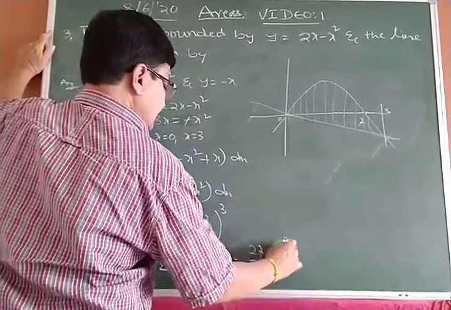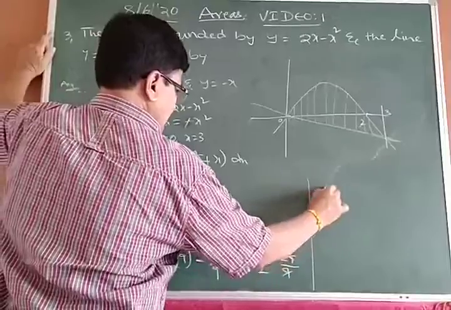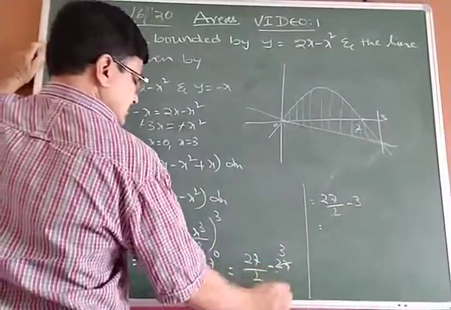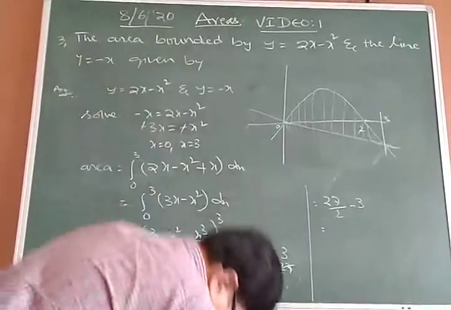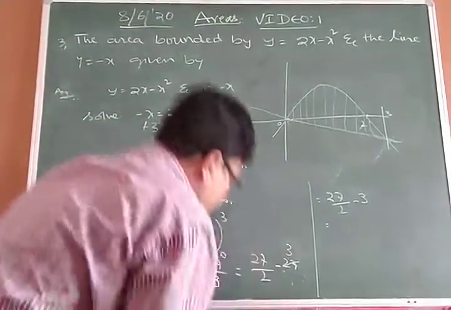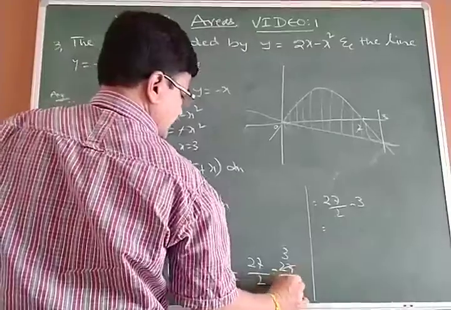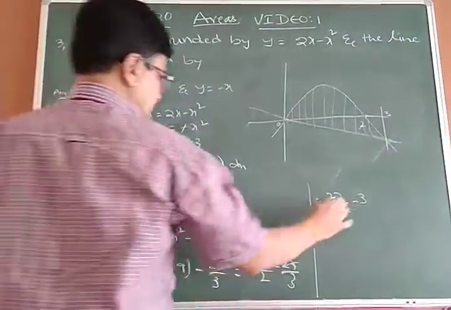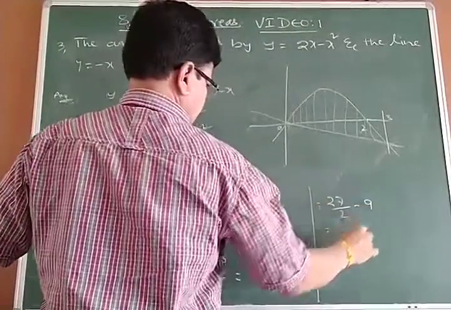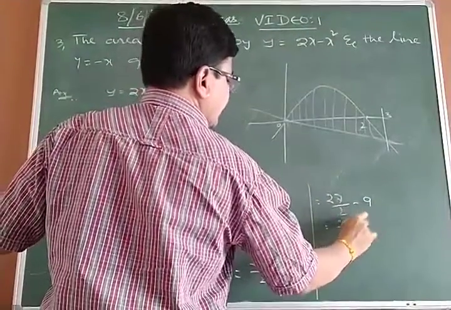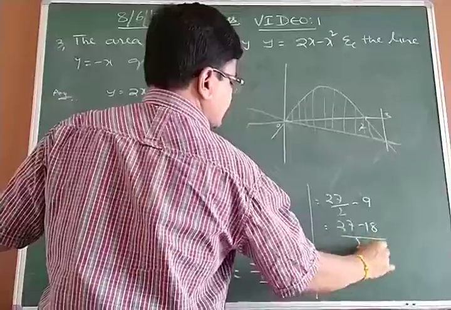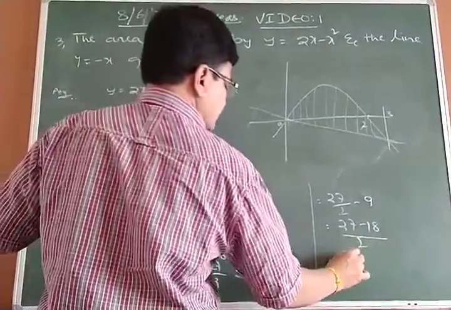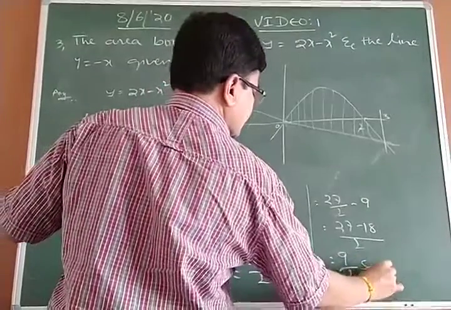This means it is 9. 27 by 2 minus 9, that is 27 minus 18 by 2. That is 9 by 2 square units.